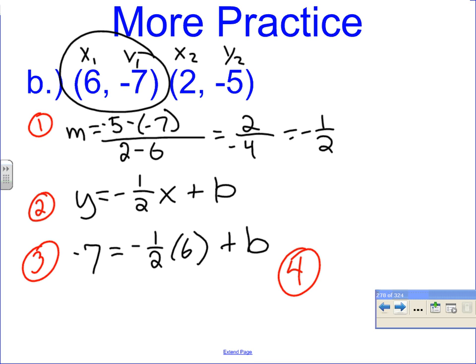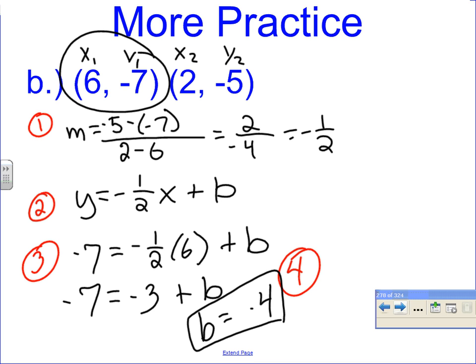Some of you had them flip. That's why I like to have you try them on your own. So let's solve. We get -7 equals -3 plus b. Who can tell us what b should be? Alexis? Good. B is -4. Raise your hand if you got b is -4 without me helping you. Good job. So your equation is y equals -1/2 x minus 4.